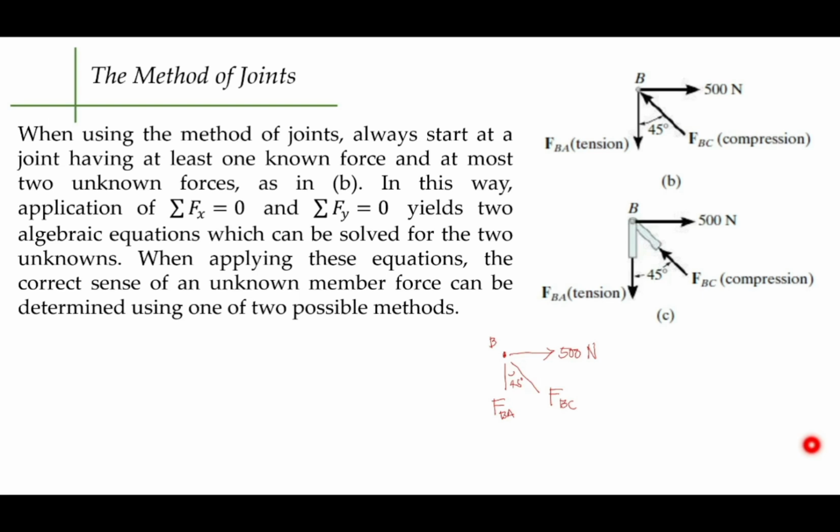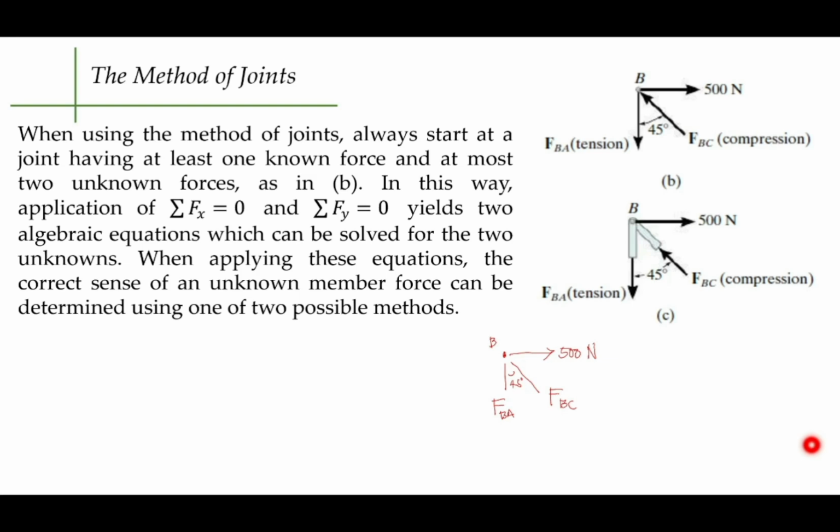Again, your structure has to maintain equilibrium. So there must be a certain force that will counteract the 500 Newton going to the right. Now for your BA, if you can notice, your BA is vertical, so it's either up or down. Your BC, on the other hand, has two options. It can either be going up to the left or going down to the right.